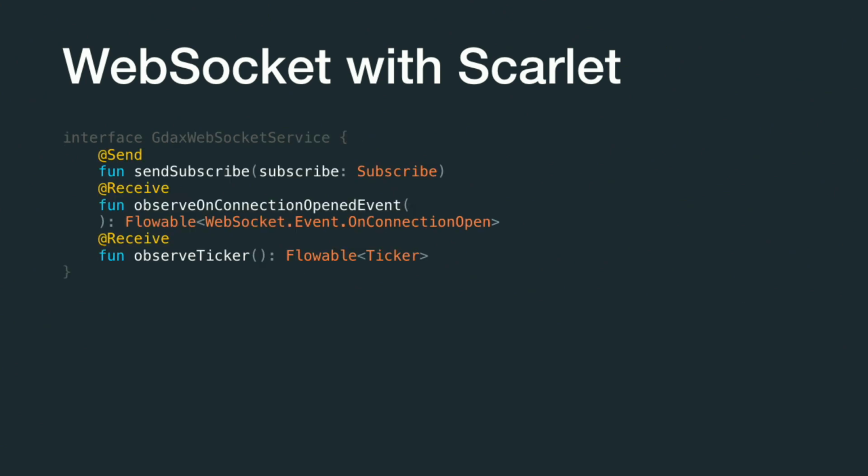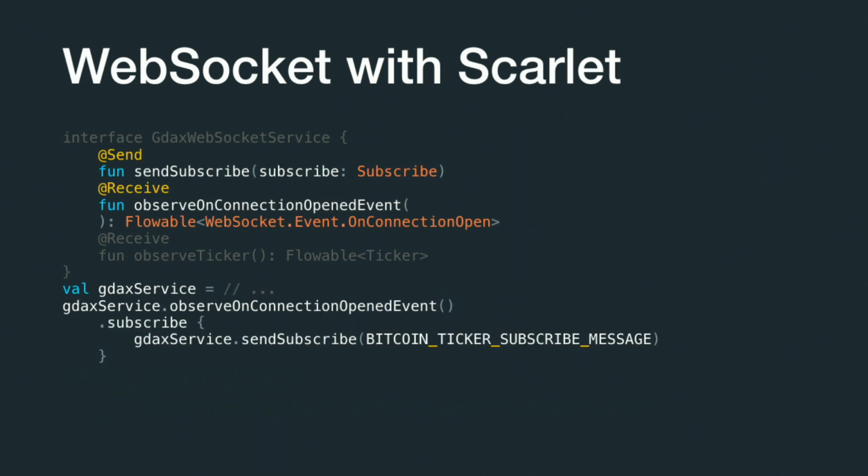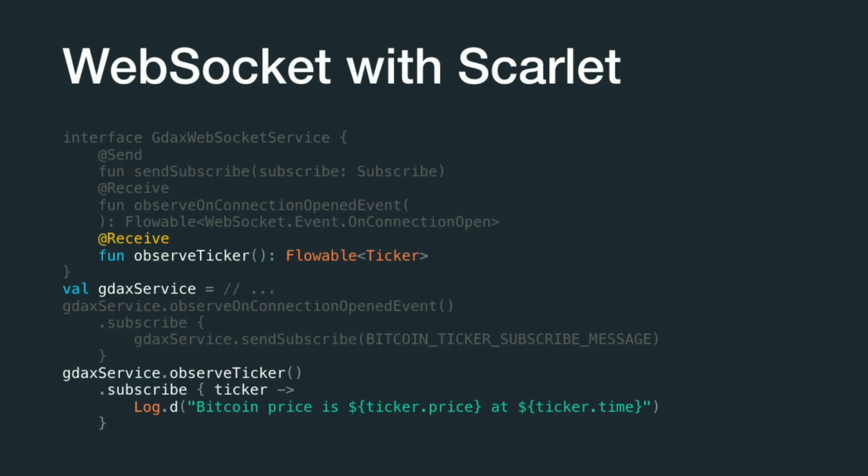Just to recap, we integrated the GDAX WebSocket API by declaring 3 methods in an interface. We used Scarlet to generate an implementation of this interface. After we send a subscribe message to the server, we process the tickers one by one. As promised at the beginning of the talk, we did it in about 10 lines of code.